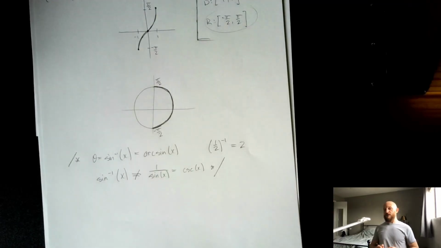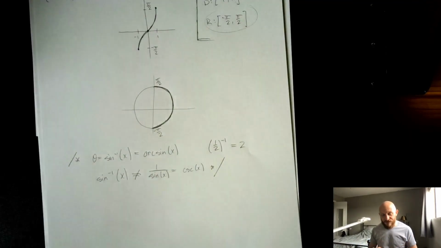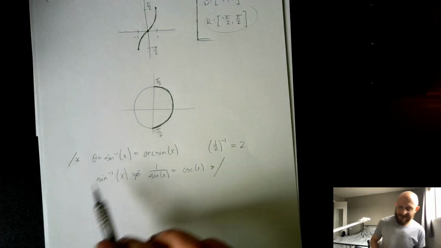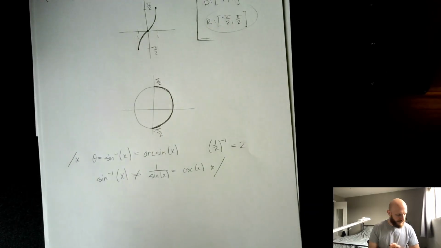So just be kind of careful about that. Sine to the -1 power, sine inverse, is not the reciprocal. Okay? It's not cosecant. Sine inverse is a function itself. So those are the two notes that I'll make.